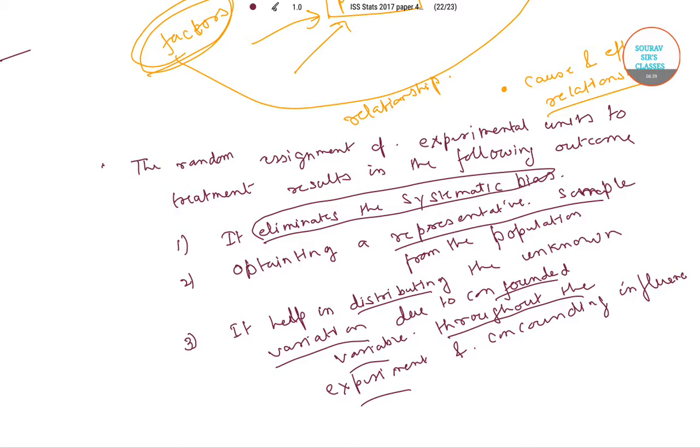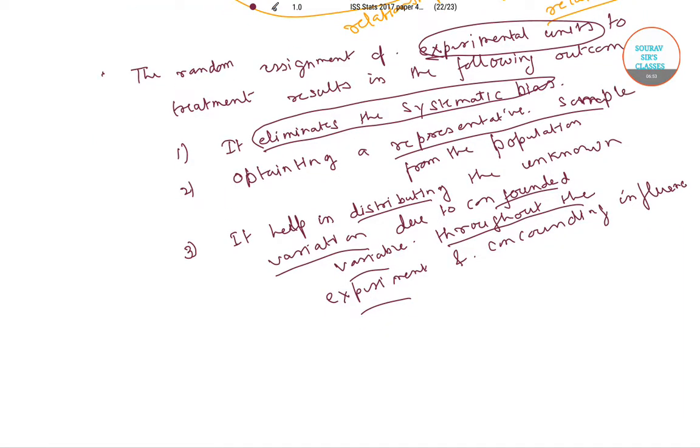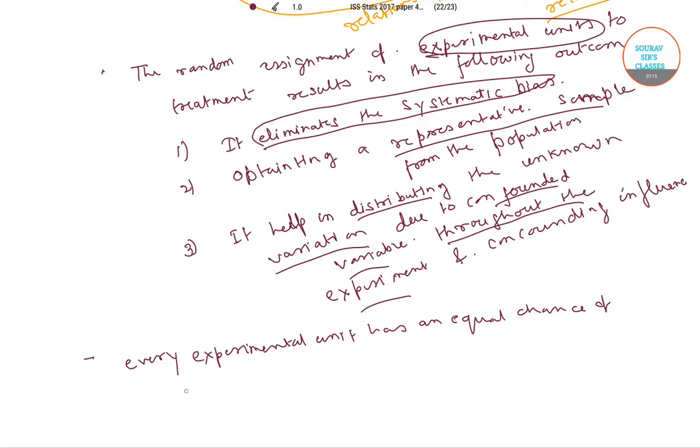Now, if the randomization process is such that every experimental unit has an equal chance of receiving the treatment, then it is called complete randomization.